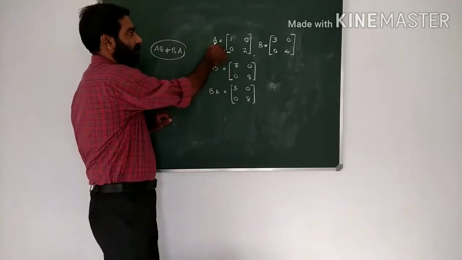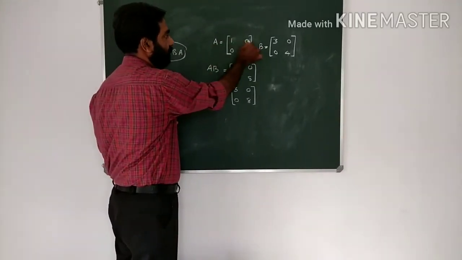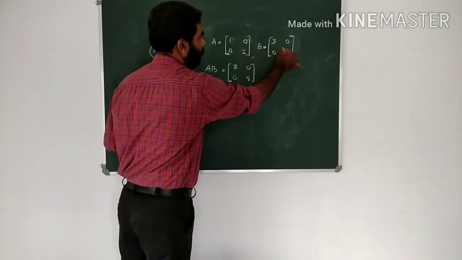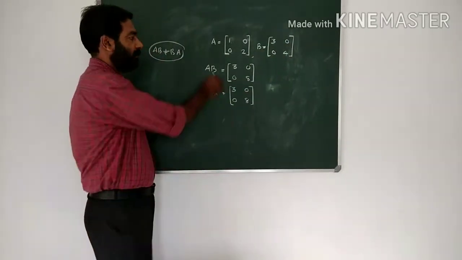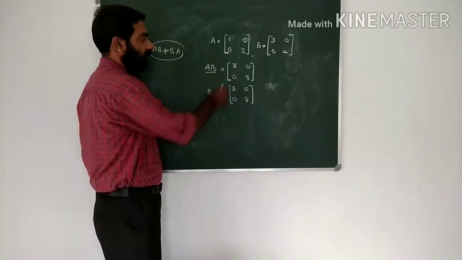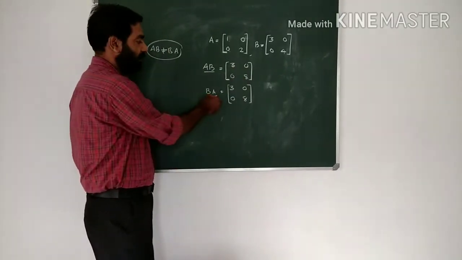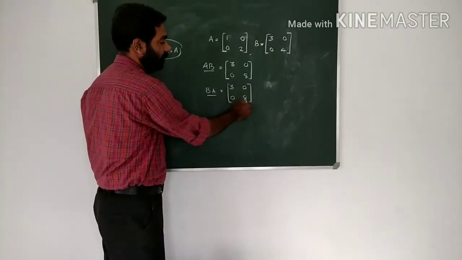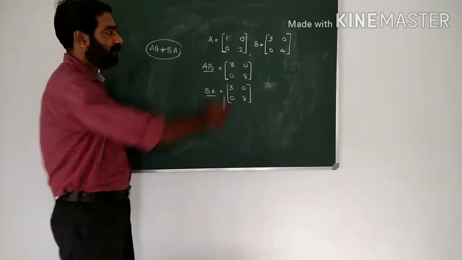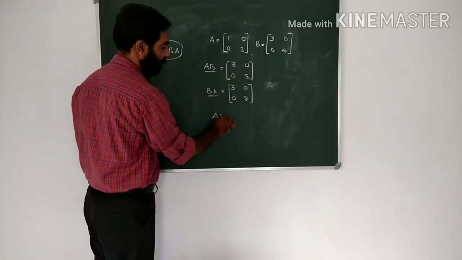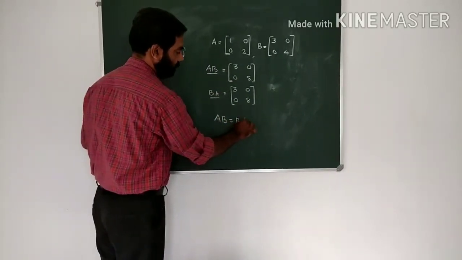We consider another example. Let A be the matrix 1, 0, 0, 2 and B be the matrix 3, 0, 0, 4. Then we multiply A and B. We got AB equal to 3, 0, 0, 8. Again BA, we got the same answer, 3, 0, 0, 8. In this example, AB and BA are equal. AB is equal to BA.